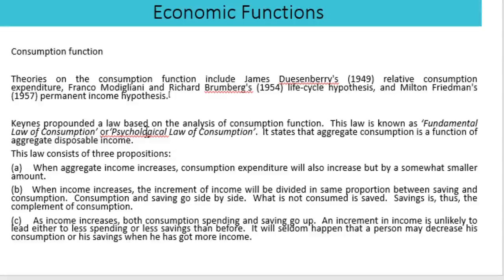The theory propounded by Keynes is known as the fundamental law of consumption, or the psychological law of consumption. It states that aggregate consumption is a function of aggregate disposable income, YD. And this law consists of 3 propositions.